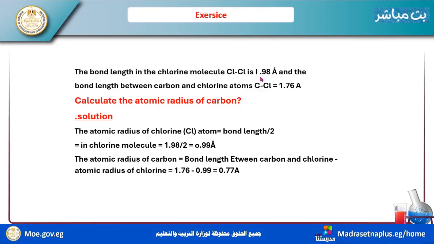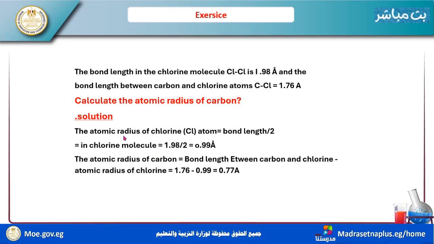We know that Cl plus Cl equals 1.98 angstrom, and C plus Cl equals 1.76. If you know the radius of Cl, you can subtract the radius of Cl from 1.76. Now, can you calculate by a mathematical equation to find the radius of carbon?